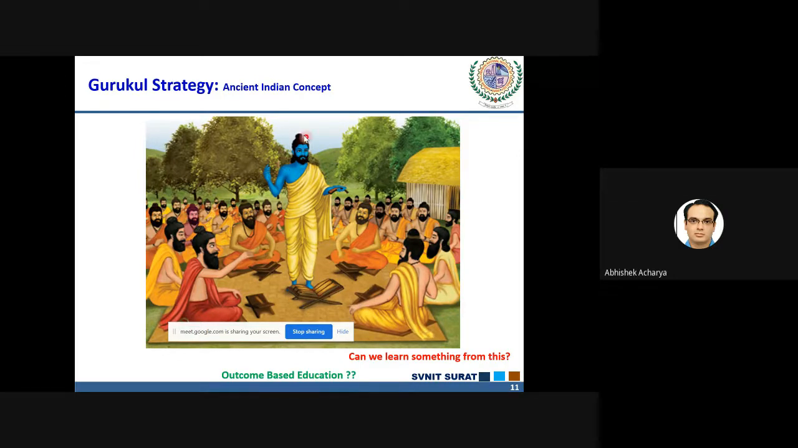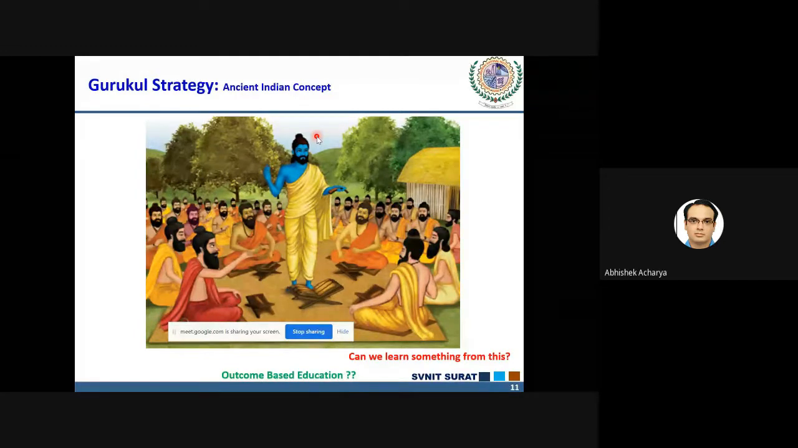He was the faculty of so many students. See here, so many students are there. Still, he was able to train each and every student separately. That is the most important aspect. So the concept of design thinking can be made very clear by looking at the example of Dronacharya.